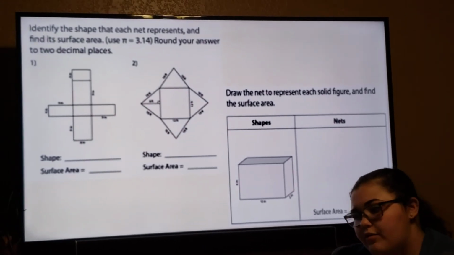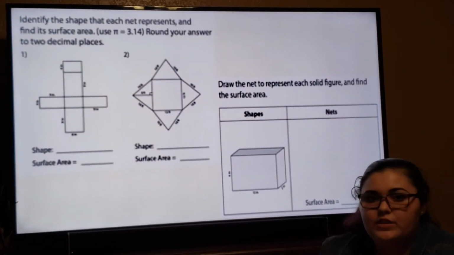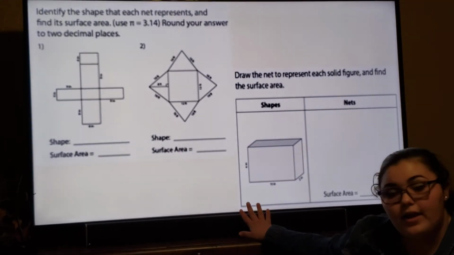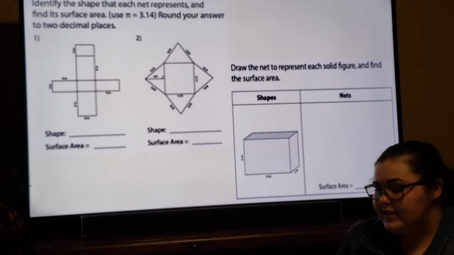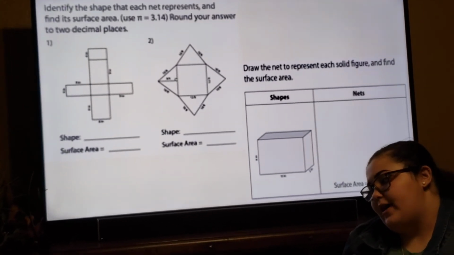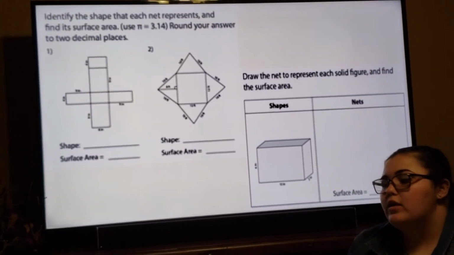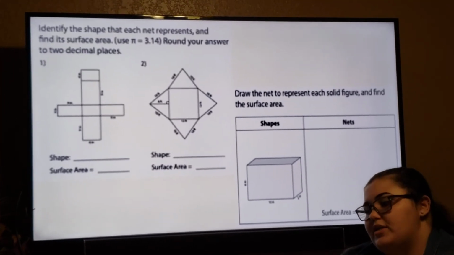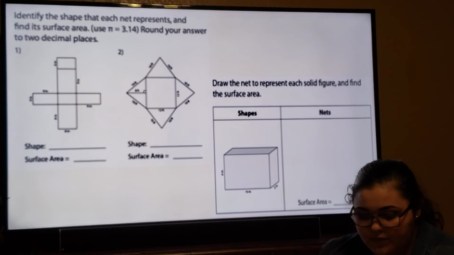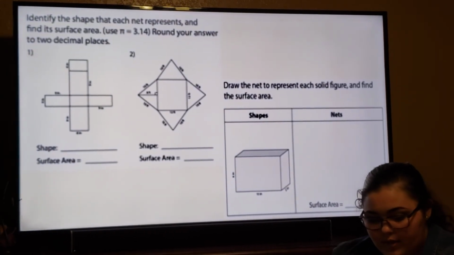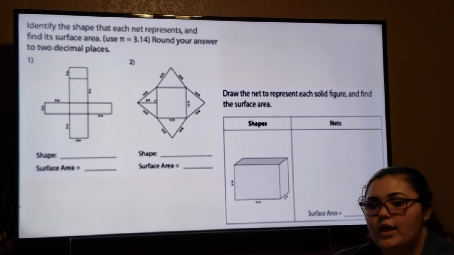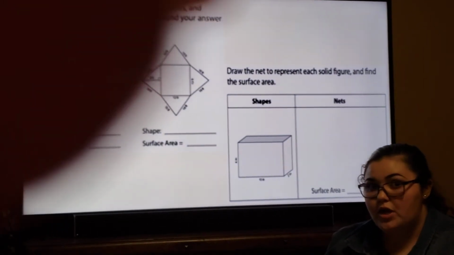So after going through this intro to surface area and how to use nets lesson, I would probably provide some kind of questions that ask them to identify the shape or identify the net or draw out the net and then solve for the surface area based off of the given dimensions of the shapes. This would allow them to practice making nets, solving for the surface area, and naming shapes in general.